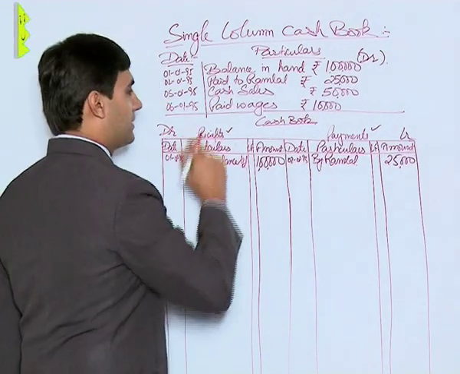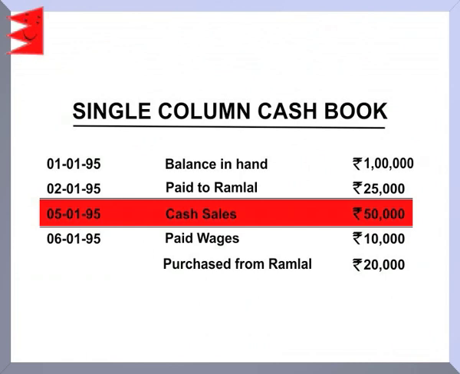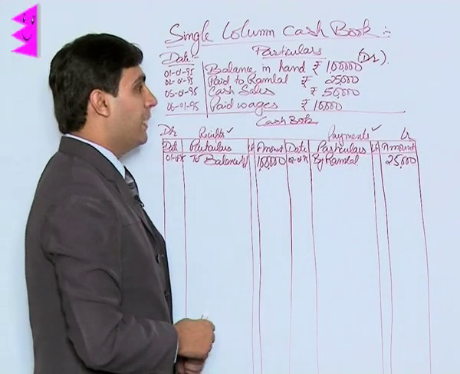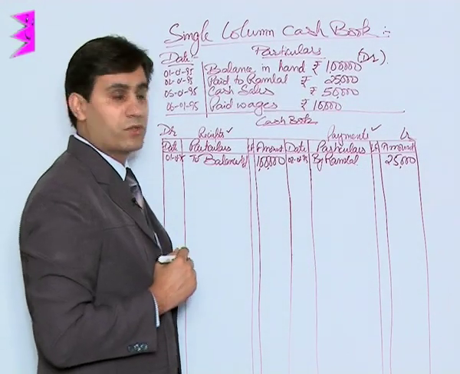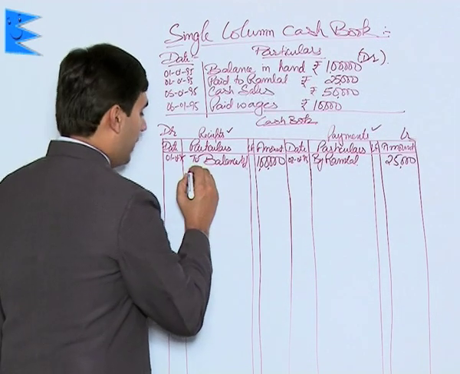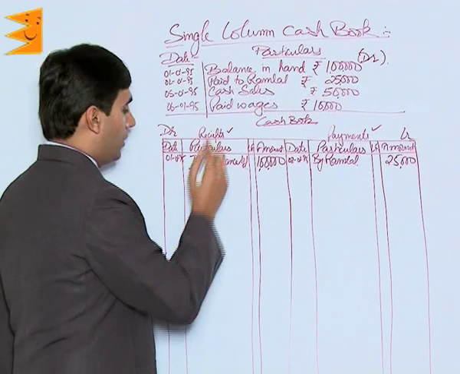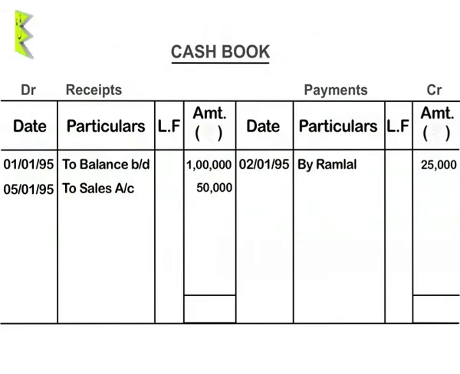Now coming to the third transaction, that is cash sales. Now by cash sales we mean goods sold for cash. Since the goods are being sold for cash, it clearly implies that we will be receiving cash. Now we are receiving cash, so the entry would be made on the receipt side, and the receipt side is the debit side. So it will be to sales account and the amount would be 50,000. Do not forget to mention the date here, which is 5th of January.